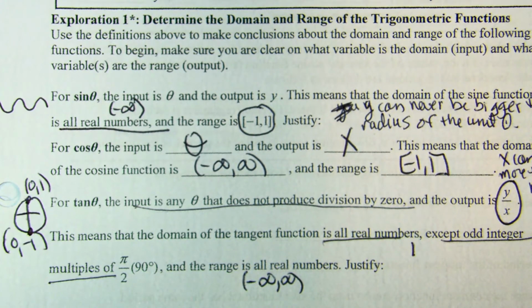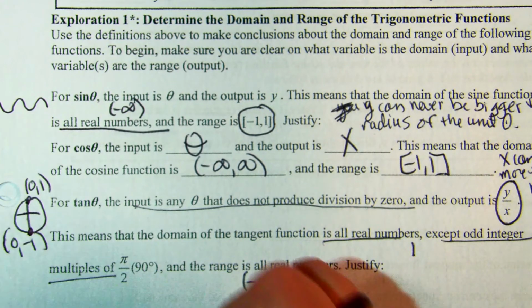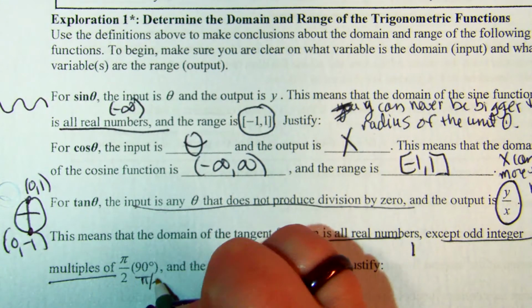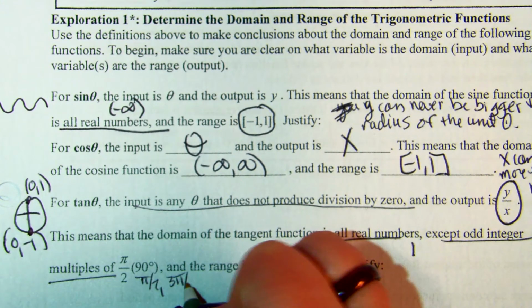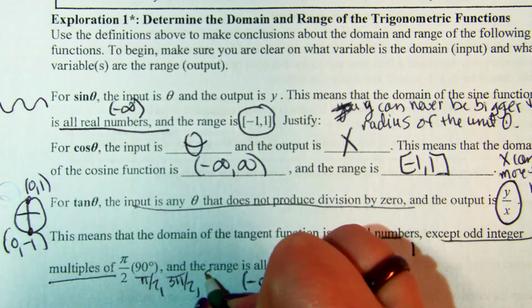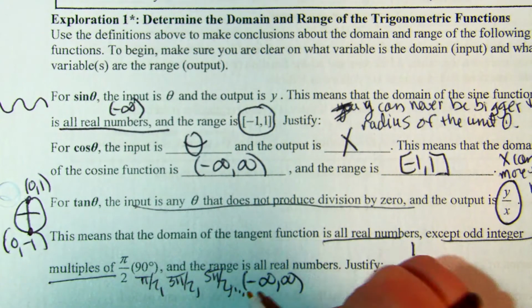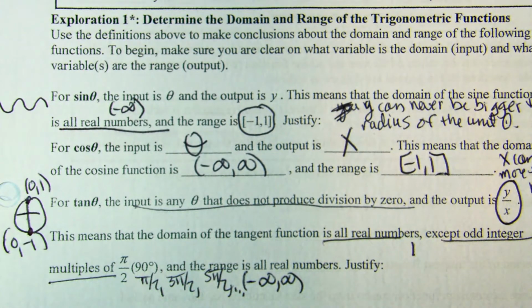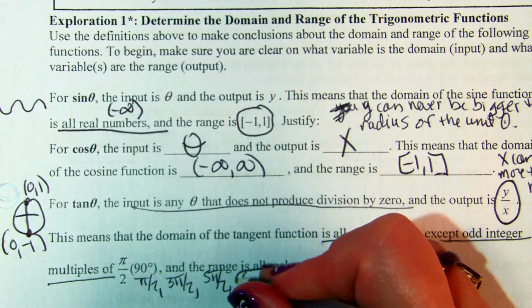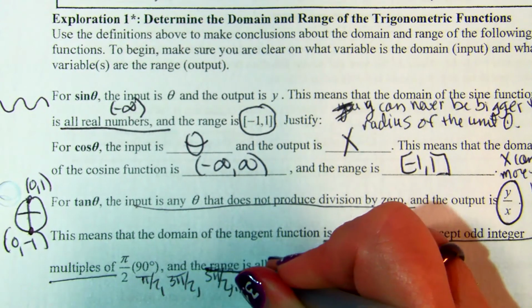Odd multiples of pi over 2 would be pi over 2, 3 pi over 2, that's down here, 5 pi over 2, that's back up there. They're on the y-axis where x equals 0, and that's when it would be undefined. But the range is all real numbers.